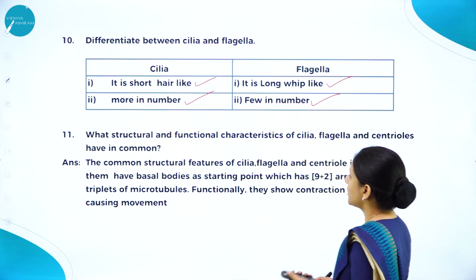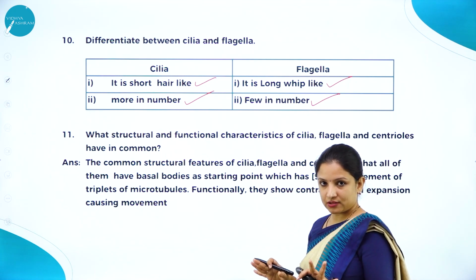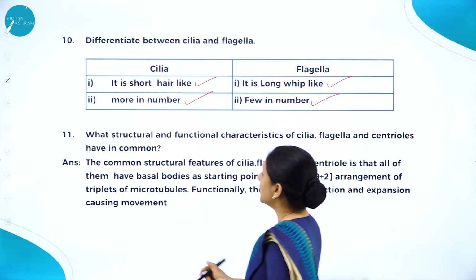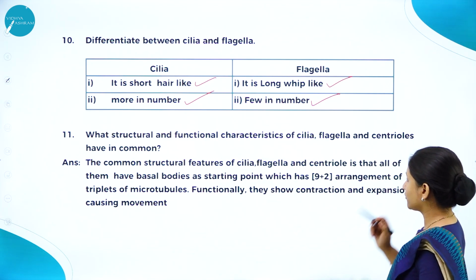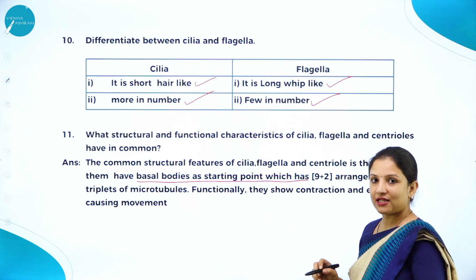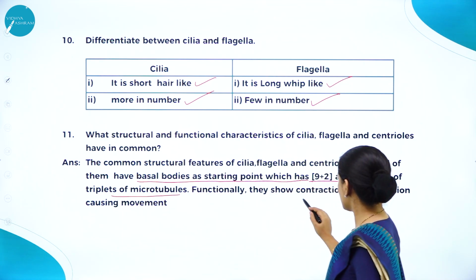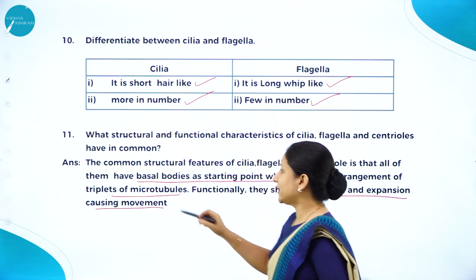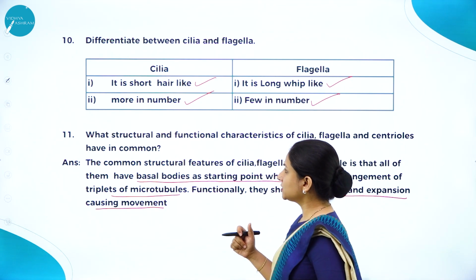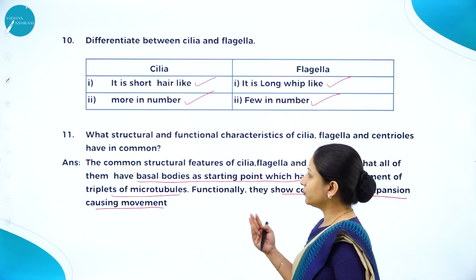So next question, what structural and functional characteristics do cilia, flagella and centriole have in common? Now here, we are not writing the differences. We are finding out which structure and function in cilia, flagella and centriole is common, that you have to write. The common structural features of cilia, flagella and centriole is that they have basal bodies as starting point, and these are arranged in a 9+2 arrangement of triplets of microtubules. Functionally, they show contraction and expansion causing movement. That is their function. Because of the contraction and expansion only, these organisms are capable of moving. So you have to write about the structural similarity and their functional similarity. One point under each of that, you will get 2 marks.